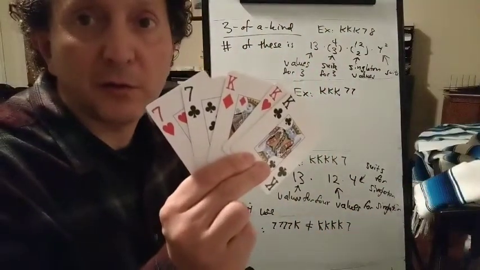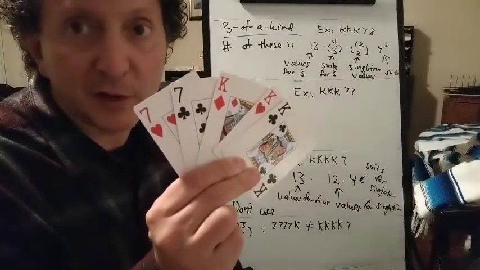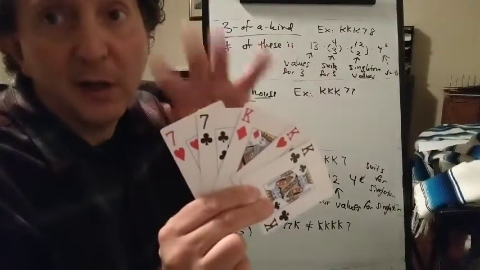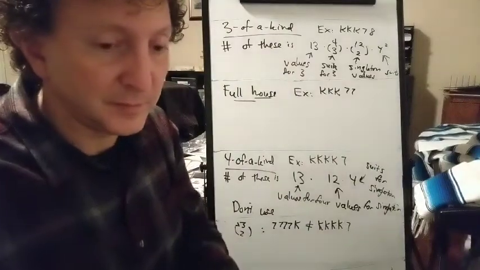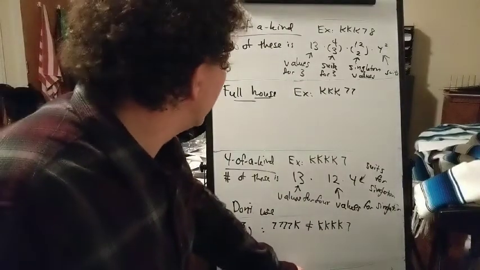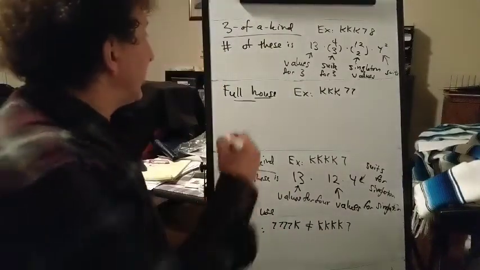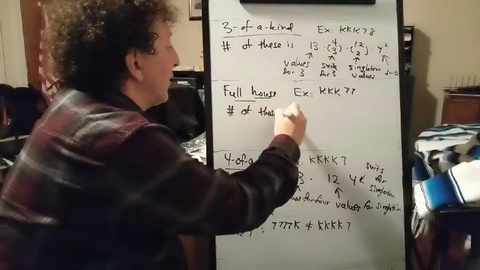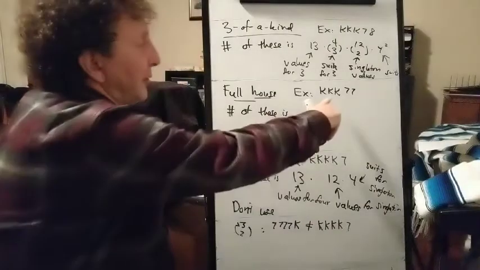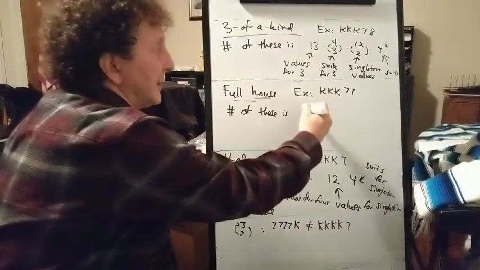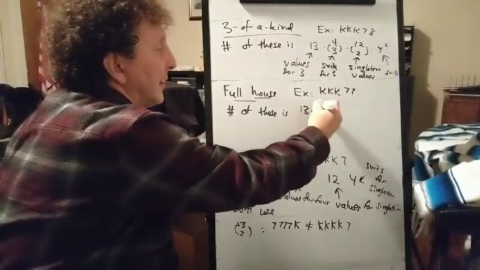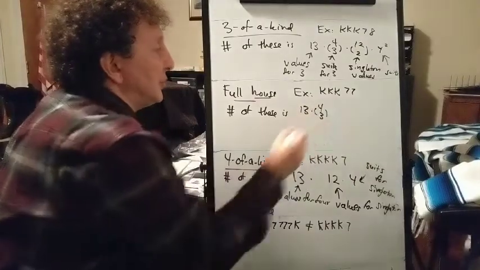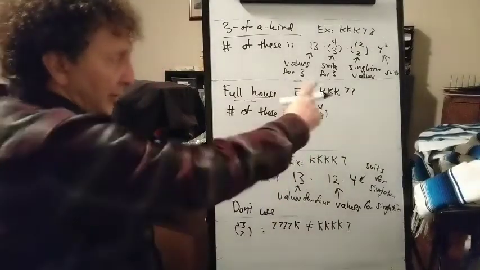So here's a full house. 3 kings and 2 sevens, for example. Could be any value for the 3, any value for the 2. So how many hands are there like this? The number of these is, so we have 13 choices for the 3 of a kind. And we have to choose 3 out of the 4 suits for that 3 of a kind.